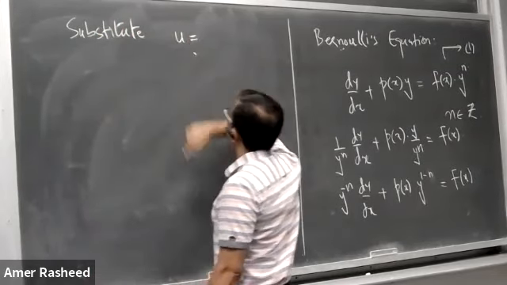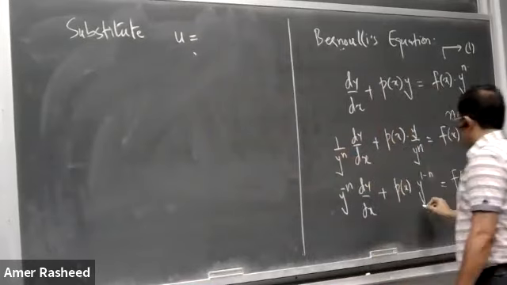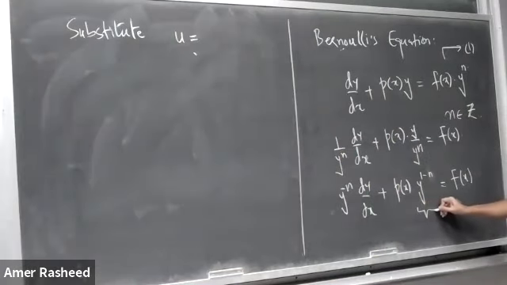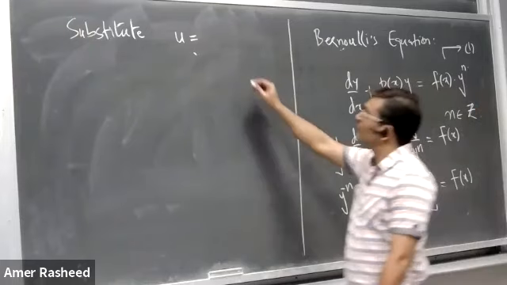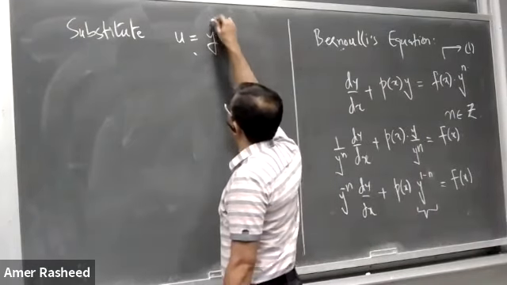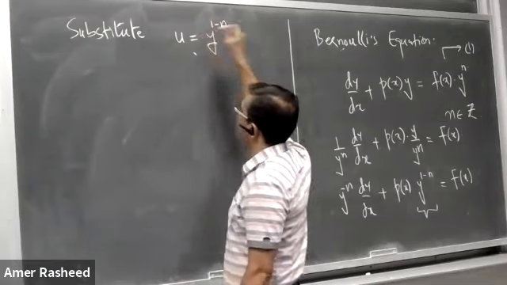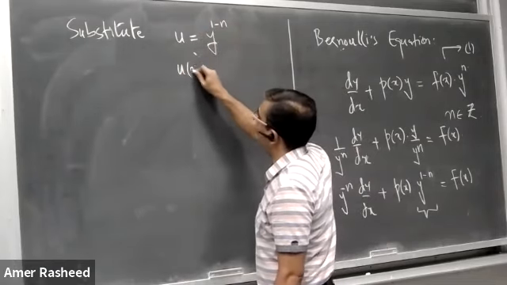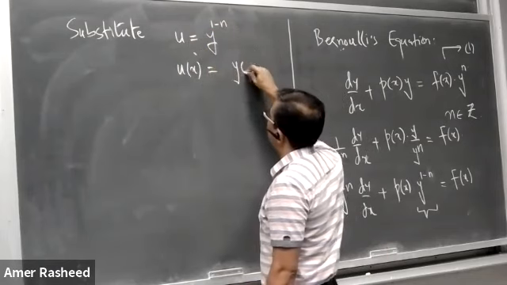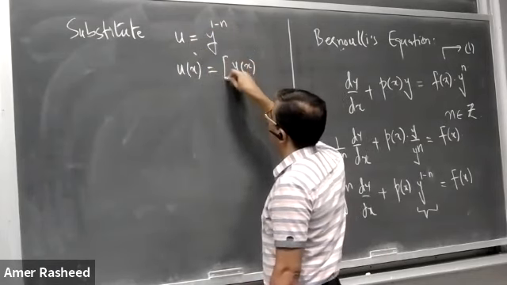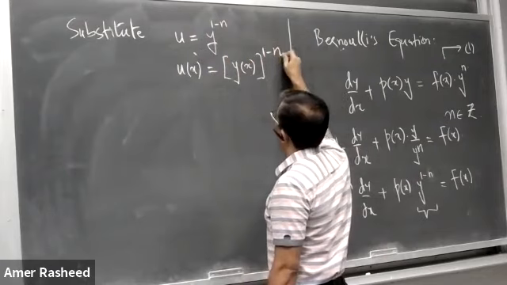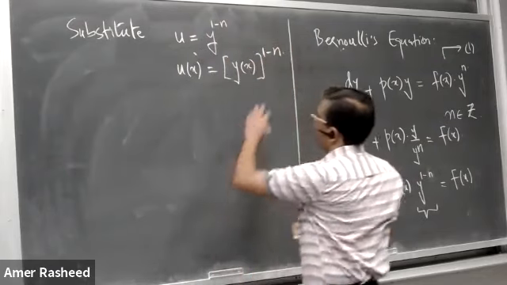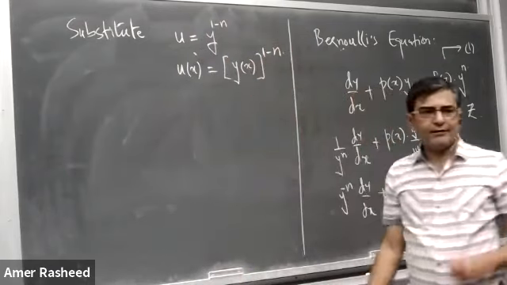Substitute u is equal to what? u is equal to this thing, y power 1 minus n. Y power 1 minus n. We substitute this. Remember that here u is a function of x and y is also a function of x. Okay, so we put y power 1 minus n is equal to u of x.